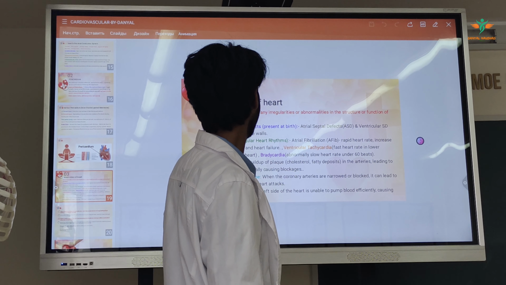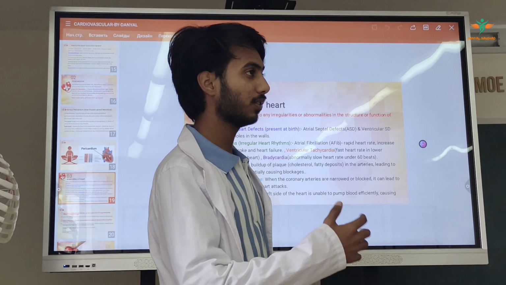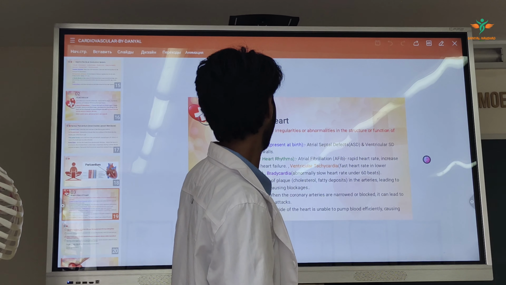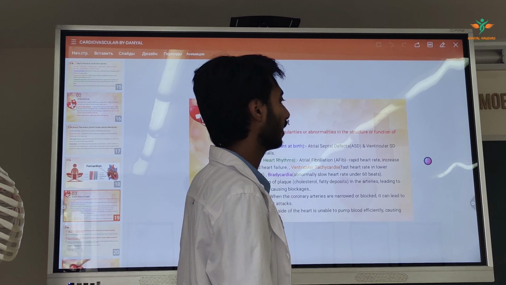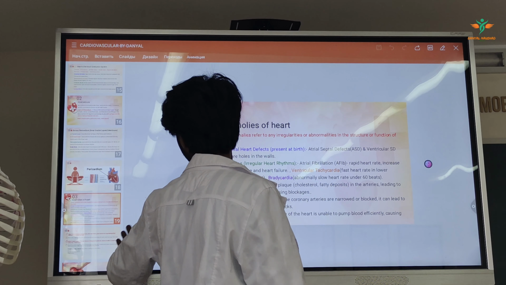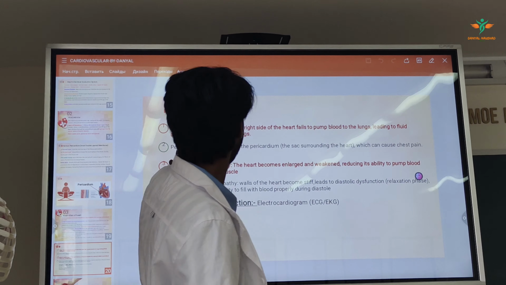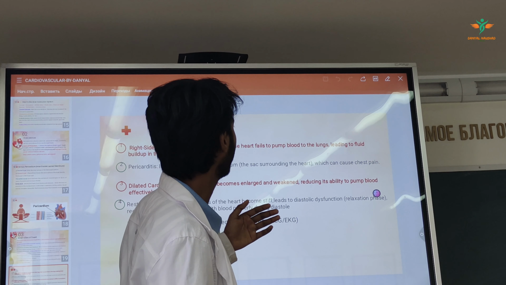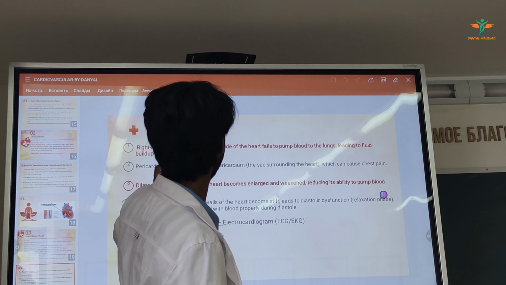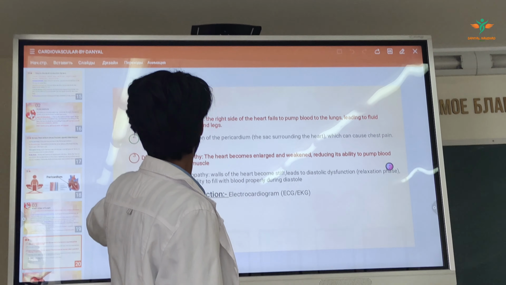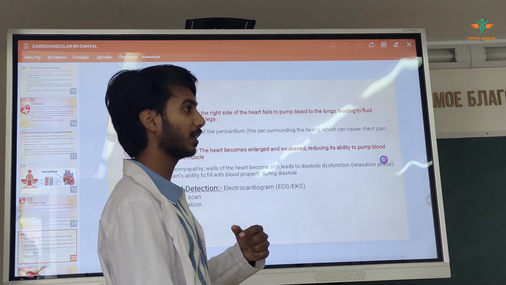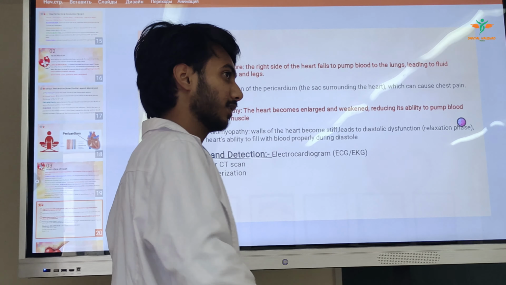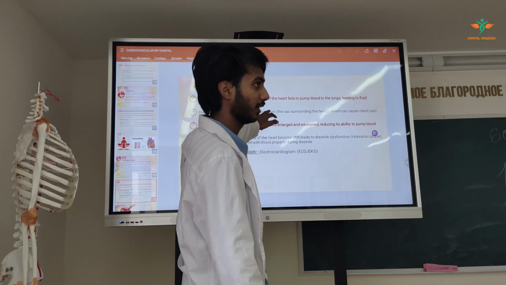Then left-side heart failure: the left side of the heart is unable to pump blood, causing fluid buildup in the lungs. Right-side heart failure: when the heart fails to pump blood to the lungs, it leads to fluid in the abdomen and legs, because the right side receives blood from the inferior vena cava from the abdomen and legs. That's why it affects the abdomen and legs.